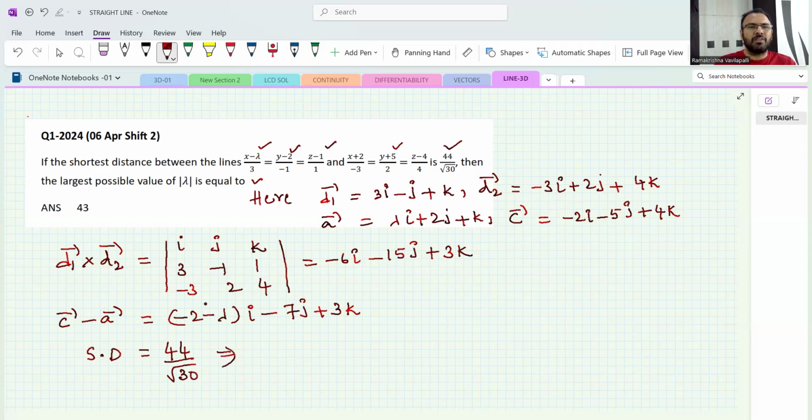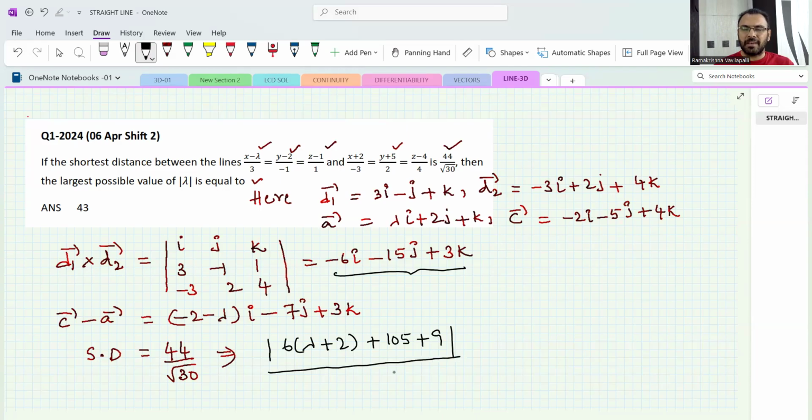So here, what is the shortest distance? Shortest distance is modulus of (C bar minus A bar) dot (D1 bar cross D2 bar) divided by the magnitude of D1 bar cross D2 bar. You take the cross product of these two vectors. You will get 6 lambda plus 126. The magnitude is root of 36 plus 225 plus 9. They have given that this is 44 by root 30.